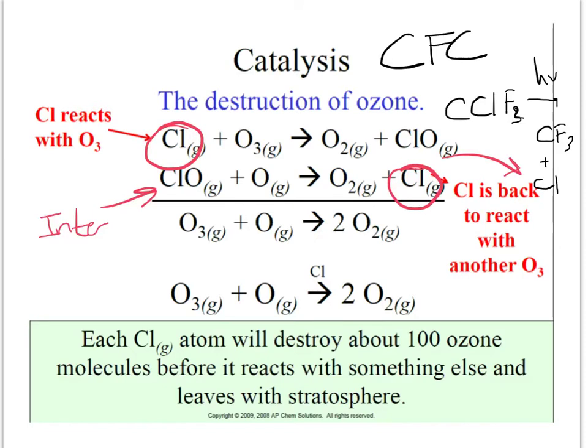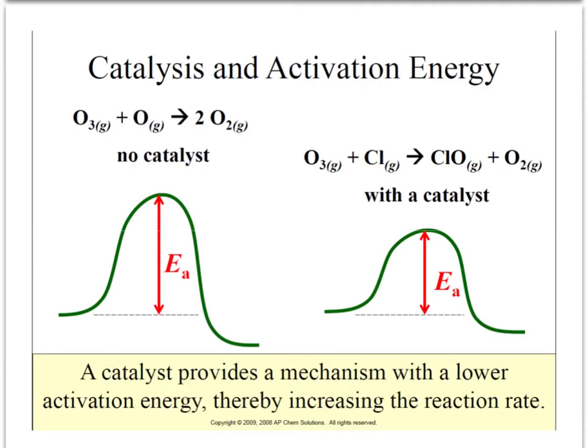So in terms of reaction mechanisms, you recognize a catalyst because it's something that's at the beginning and then at the end, but not in the overall reaction. So it's used and then created again. Intermediates are created, then destroyed. So the way a catalyst speeds up a reaction is just by lowering the activation energy.